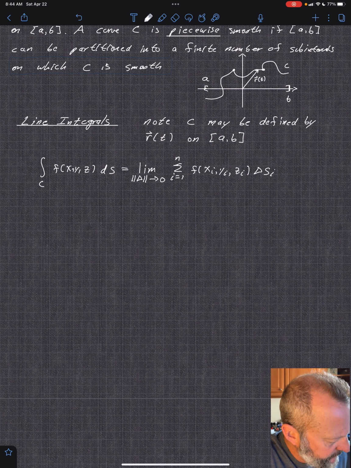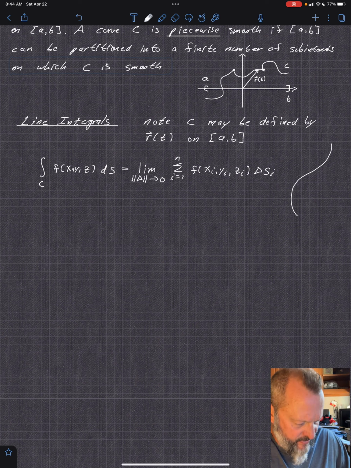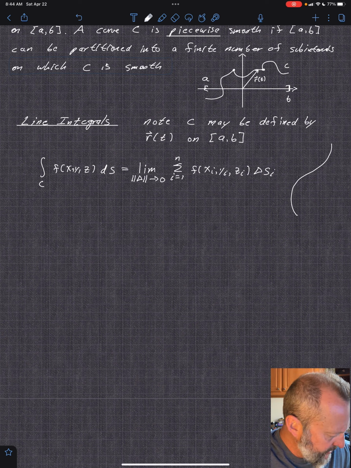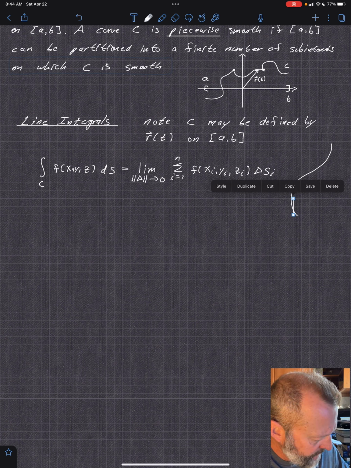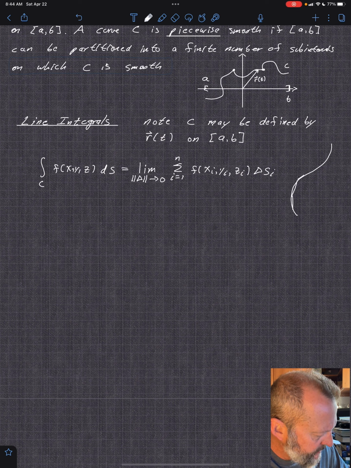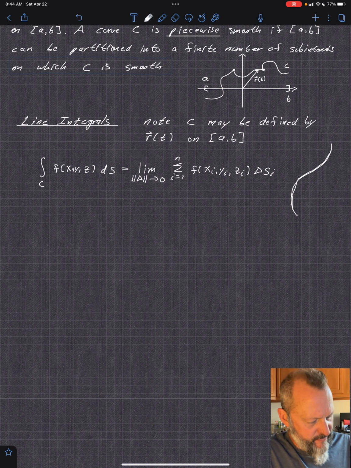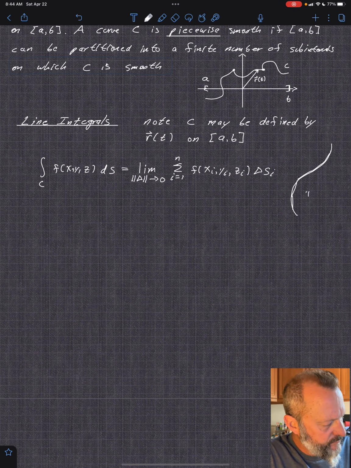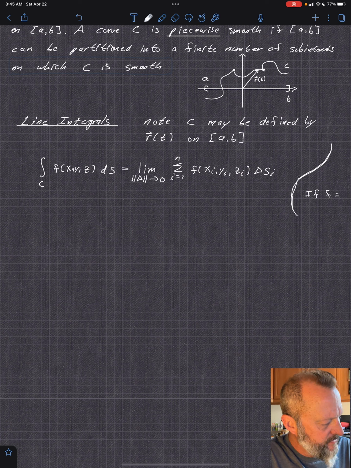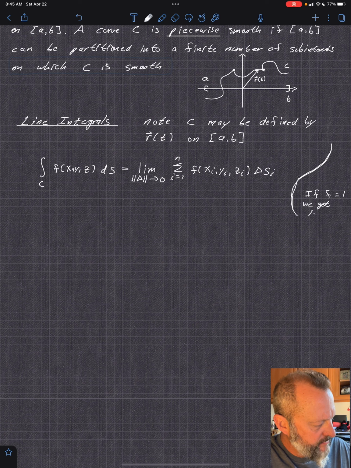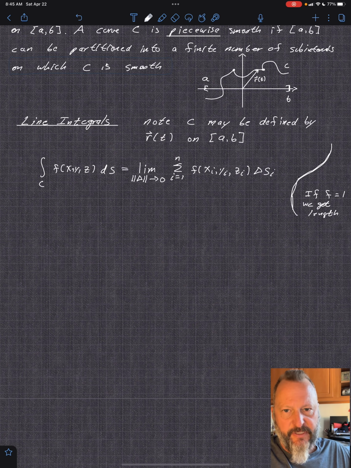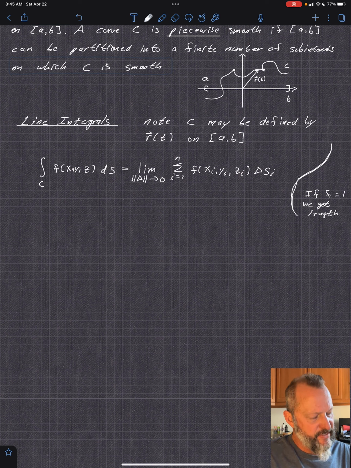And so what you're basically doing is taking that curve and you're going to break it up into pieces. So if you break up the curve into pieces and just don't have that function in there, then you get the length of that curve. So basically, if f is equal to 1, we get length. Okay, so that's what's happening in that case.